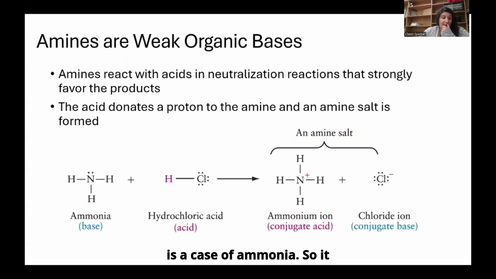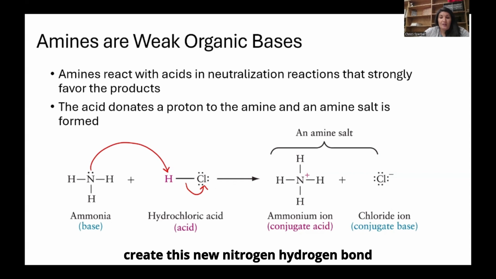So this is a case of ammonia. So the amines act the same way as ammonia. The nitrogen will grab onto that hydrogen and create this new nitrogen-hydrogen bond that's positive, and you'll create a chloride ion. This together, this ammonium ion and the chloride ion, are called an amine salt. So they're not technically bound together. They're attracted together because they're both ions. And together they're called the amine salt.